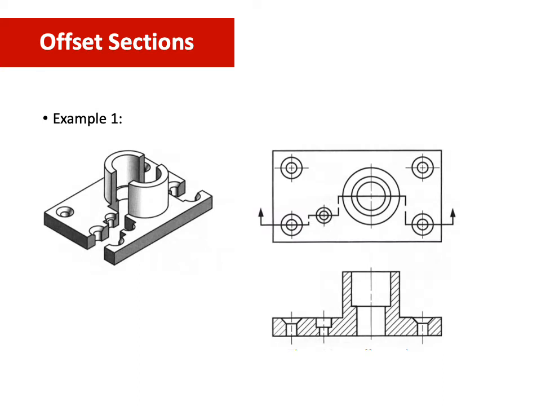So this will be the other example for the offset. As you can see, it's not a straight line. It has a bend like a step. But it also shows you the arrow, showing which side you are going to see, where your front view is, and this is the cutting plane line. So this is going to be your top view. This is your front view. So this is what you're going to see.